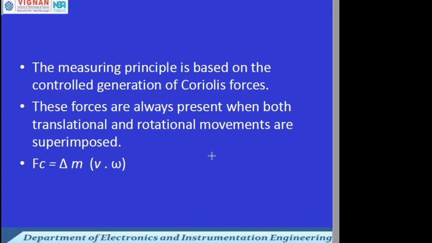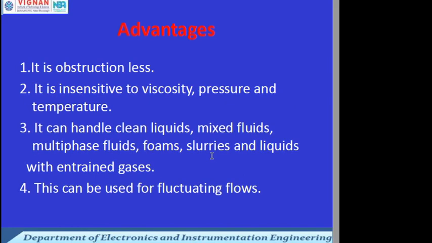The measuring principle is based on the controlled generation of Coriolis forces, so the Coriolis force will vibrate the tube. The Coriolis force Fc is equal to delta m into v into omega, where Fc is the Coriolis force, delta m is the mass change of the flow, v is the velocity, and omega is the angular momentum.